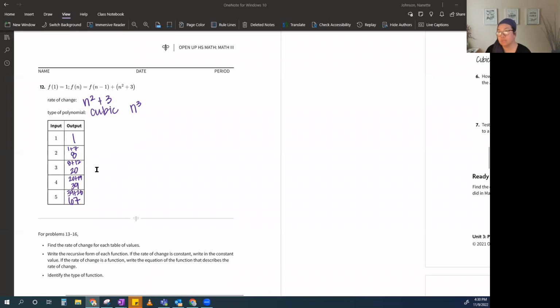Again, what's the deal here, Miss Johnson? What's the biggest thing that you're supposed to know? Number one, when you're given a recursive function, don't be like, what does this say? Just remember, this guy is next. This means previous. And this is your rate of change. So that's where your rate of change is. Your rate of change is related to your type of polynomial because it's one more than that. And squared for your rate of change.